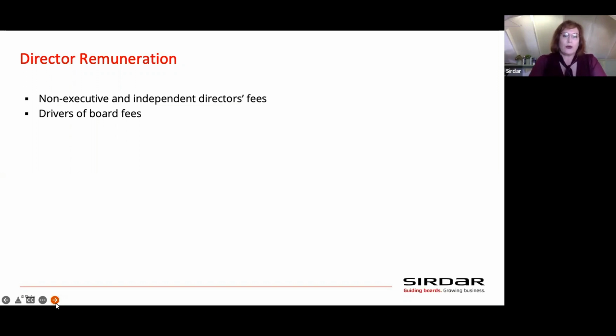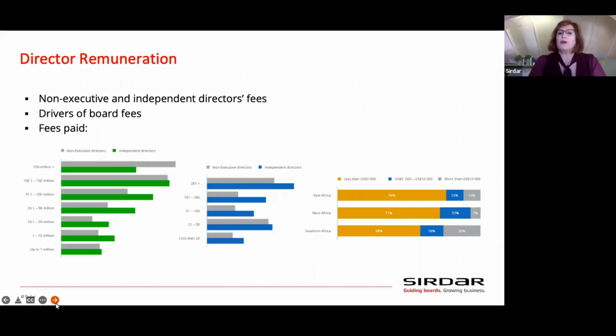So if we have a look here, I'm going to really talk through these, because images are one thing and you can see this in the survey report, but let's really highlight what we're looking at here. On the left, it's a case of looking at independent directors and non-executive directors and business turnover. We convert all fees to dollars for comparison purposes. And what we see is that the higher the turnover, the higher the director fees.